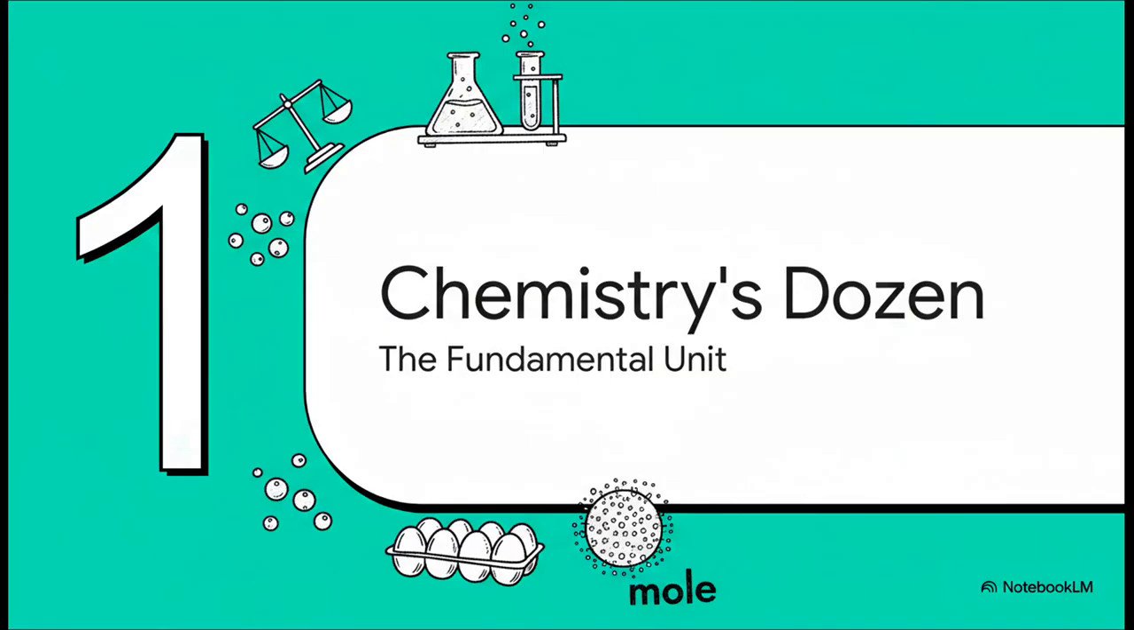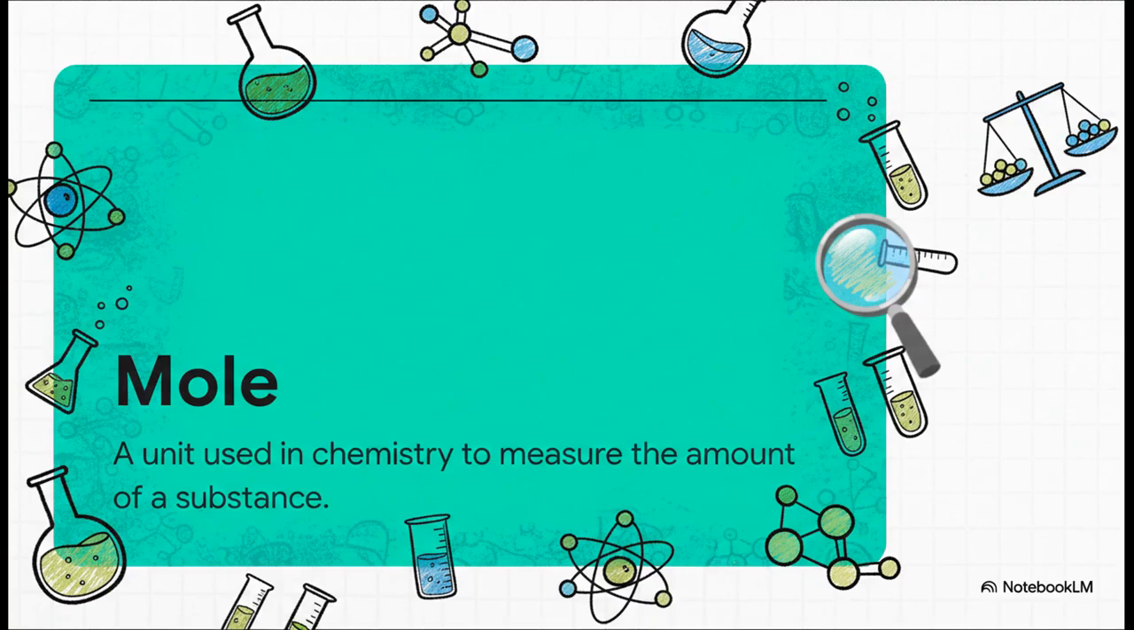All right, let's jump right into part one. We're going to start with that core idea. Just think of the mole as chemistry's dozen. Okay, so officially, what is a mole? It's the standard unit we use to talk about the amount of a substance. It's basically how a chemist answers the question, hey, how much stuff do you have in that beaker? But on an atomic level.